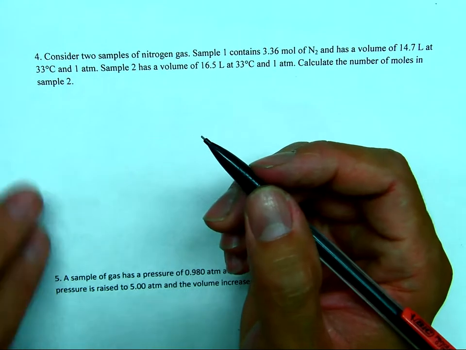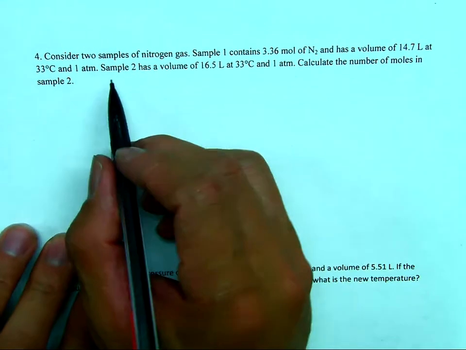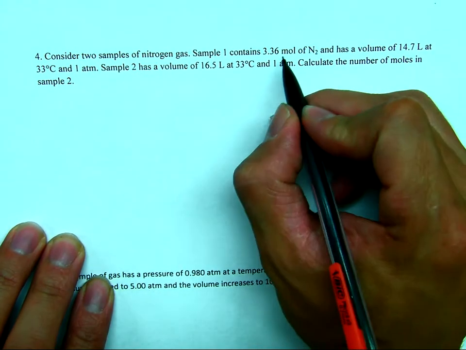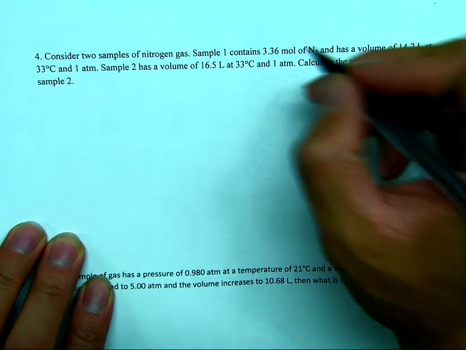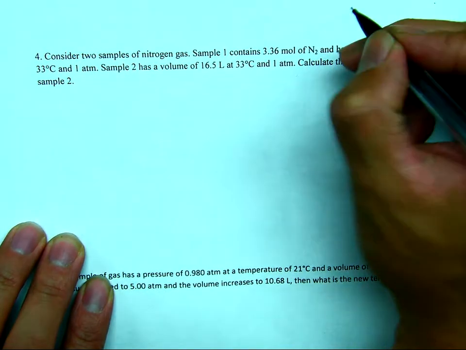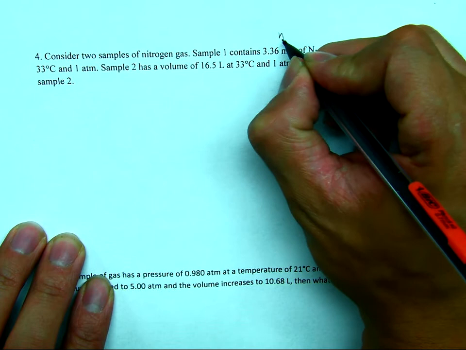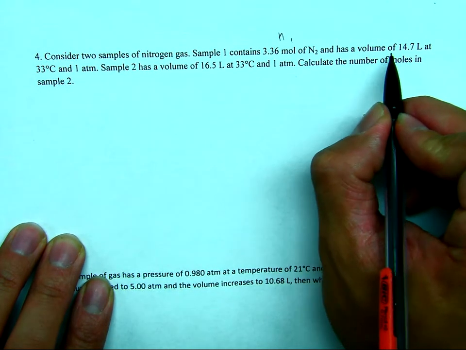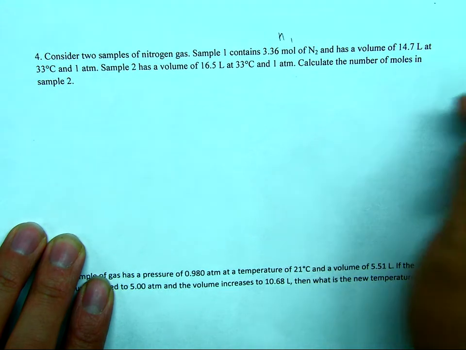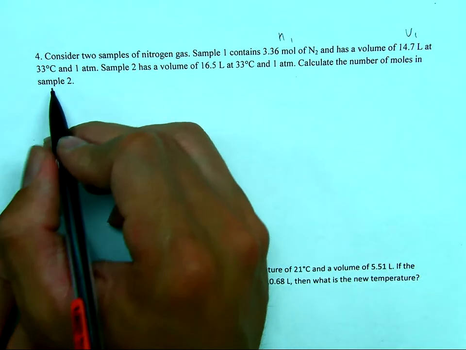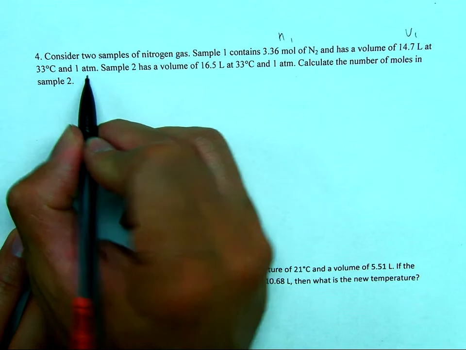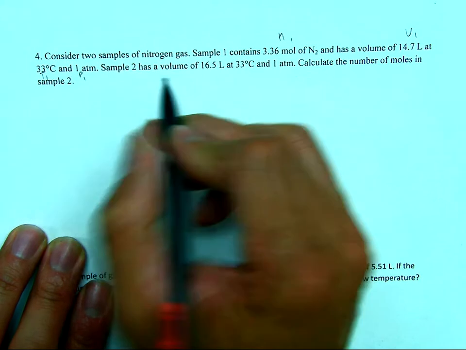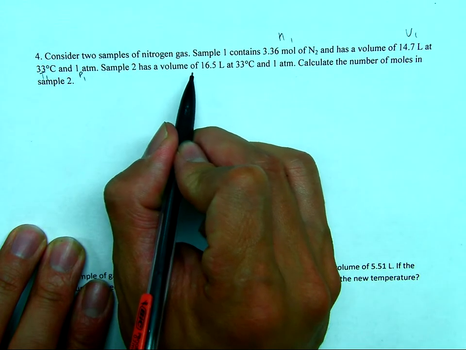Okay, so let's mark up problem 4. Two samples of a gas. Sample 1 contains 3.36 mole of N2. Okay, so that's mole. And the volume is 14.7. At 33 degrees Celsius and 1 atmosphere. So this is T1 and this is P1. Sample 2 has a volume of 16.5, so this is V2.